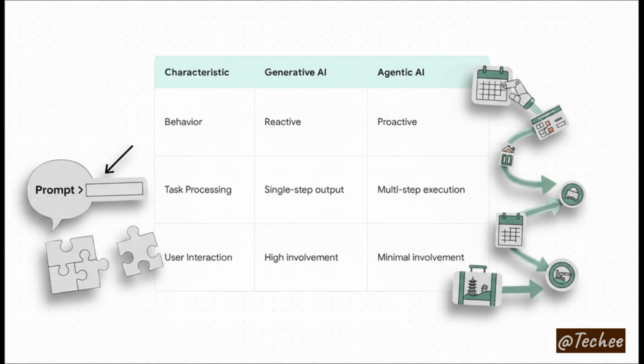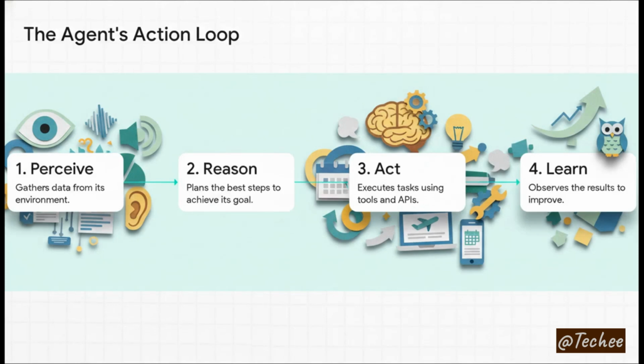You don't give it step-by-step instructions. You just give it a goal, like, hey, plan my entire trip to Tokyo. The AI agent then goes, okay, got it, and starts figuring out all the steps, finding the right tools, and actually doing the work, all while you kick back. It's a total shift from just giving you an output to managing a whole project. So how does one of these agents actually get things done? It's all based on this constant 4-step loop. First, it perceives.